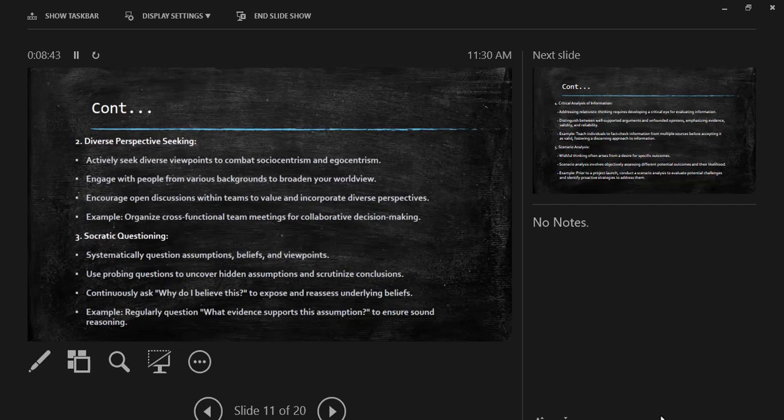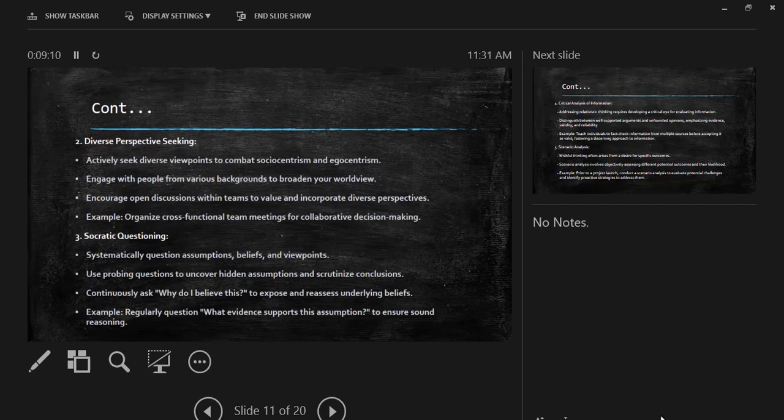The second one is diverse perspective seeking, actively seeking diverse points of view to combat sociocentrism and egocentrism, engaging with people from various backgrounds or worldviews, encouraging open discussion within teammates to value and incorporate diverse perspectives. Example, organizing cross-functional team meetings for collaborative decision making.